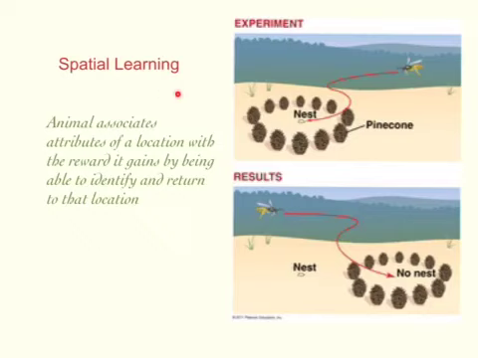Then there's spatial learning, where animals associate attributes of a location with the reward they gain by being able to identify and return to that location. Wasps use it to locate their nest. They see these pine cones are around their nest, so they think, oh, the pine cones are there, so my nest is there. But if you move the pine cones, the wasp will go to the pine cones instead of the nest, because they use the pine cones to find their nest.